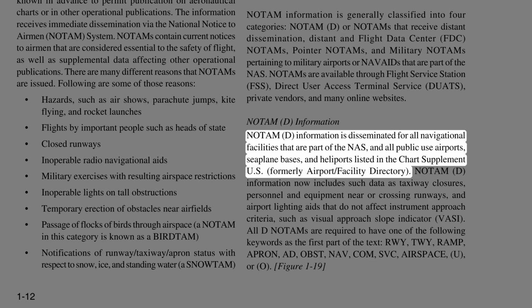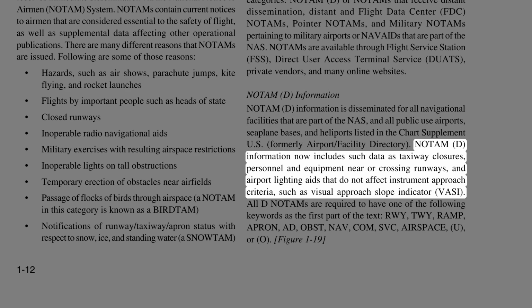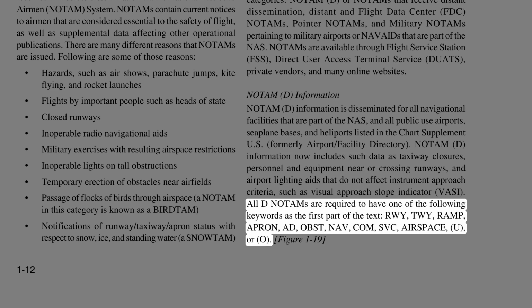NOTAM D information. NOTAM D information is disseminated for all navigational facilities that are part of the NOS, and all public-use airports, seaplane bases, and heliports listed in the Chart Supplement U.S., formerly Airport Facility Directory. NOTAM D information now includes such data as taxiway closures, personnel and equipment near or crossing runways, and airport lighting aids that do not affect instrument approach criteria, such as Visual Approach Slope Indicator (VASI). All D NOTAMs are required to have one of the following keywords as the first part of the text: RWY, TWY, RAMP, APRON, AD, OBST, NAV, COM, SVC, AIRSPACE, U, or O.